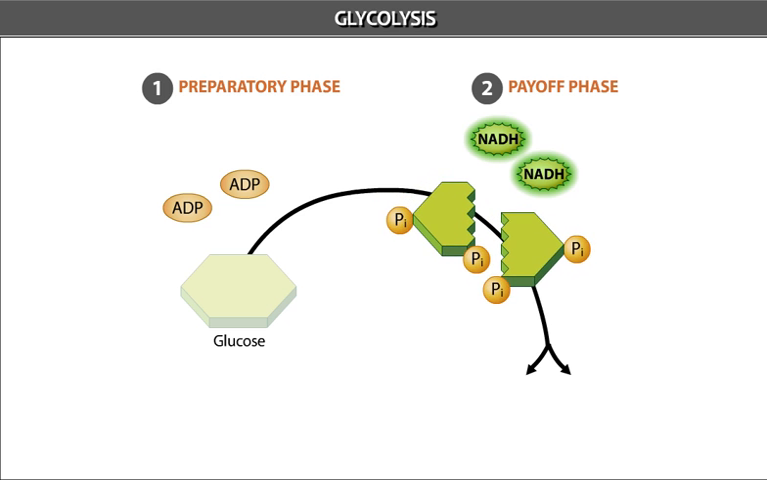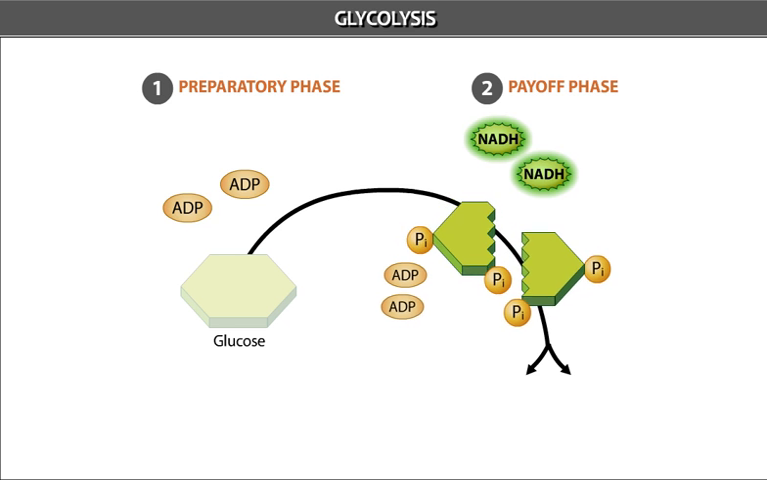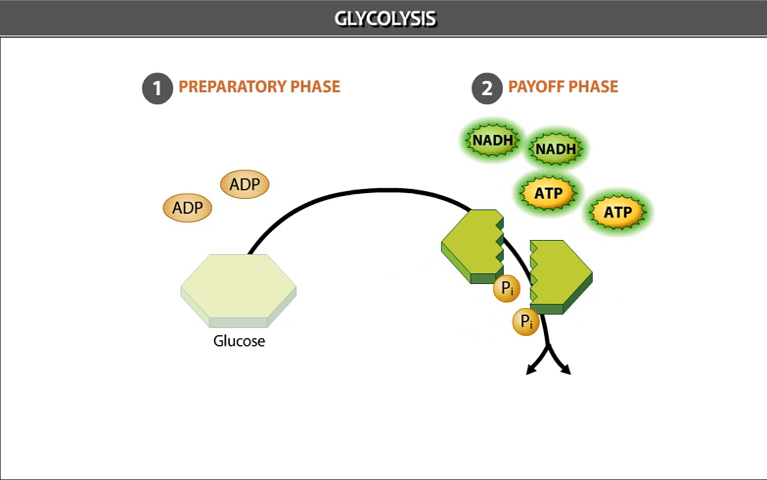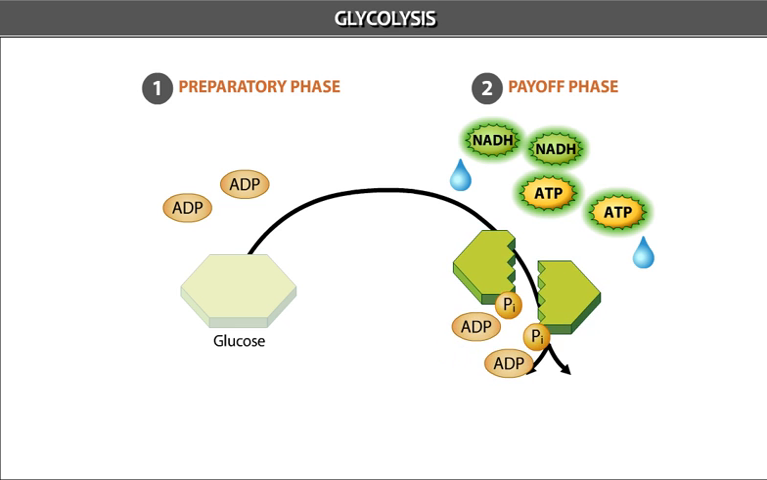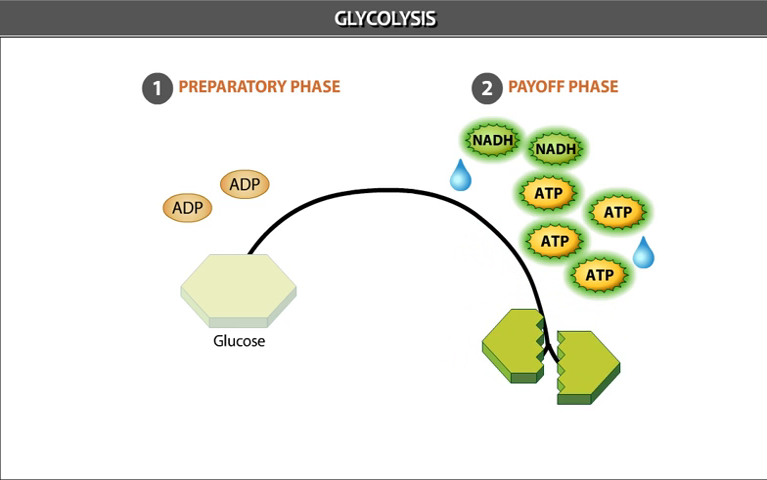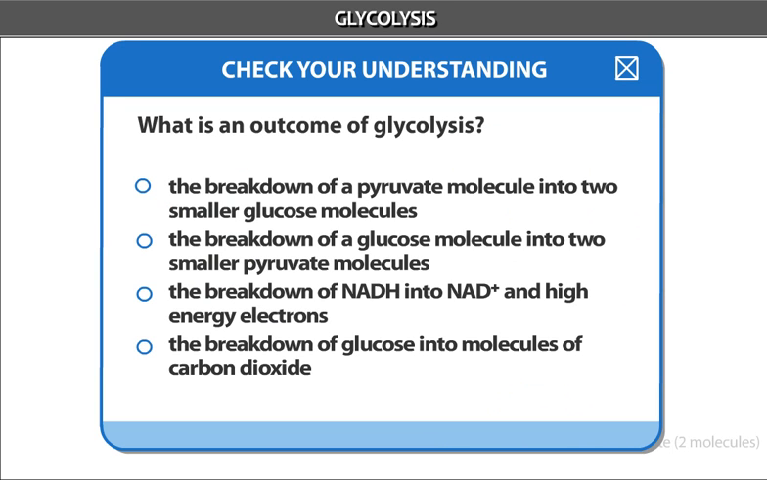As glycolysis continues and more bonds from the two halves of glucose are broken, the energy release is quickly recaptured by attaching phosphate groups to molecules of ADP, creating energy-rich ATP molecules. Two molecules of water are also produced during glycolysis. Near the end of glycolysis, two ADP molecules take the remaining phosphate groups, forming two additional ATP molecules. By the end of glycolysis, a molecule of glucose has been broken down into two molecules of pyruvate.